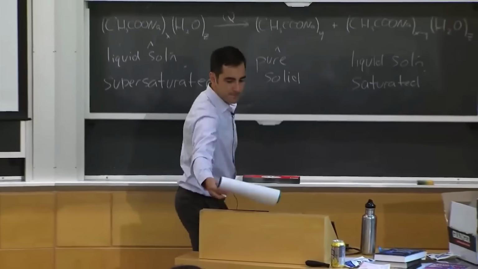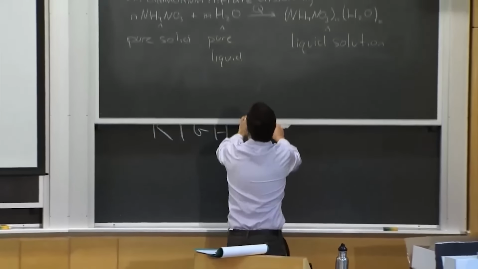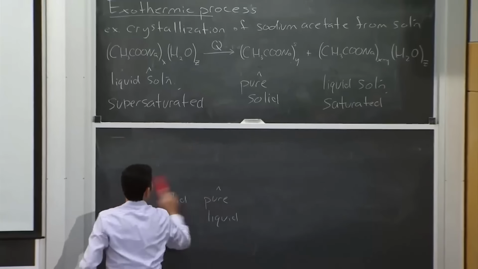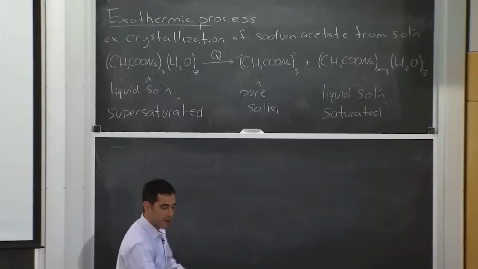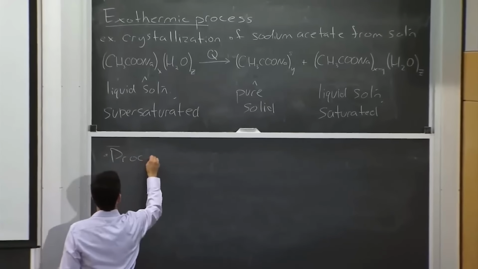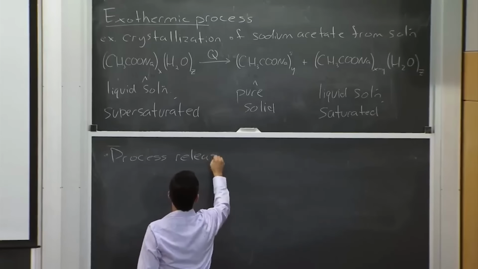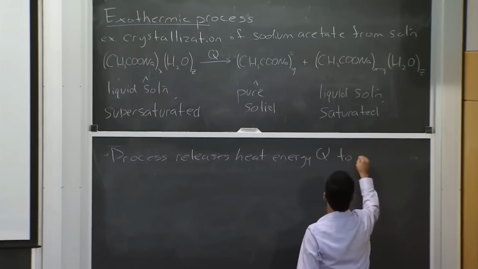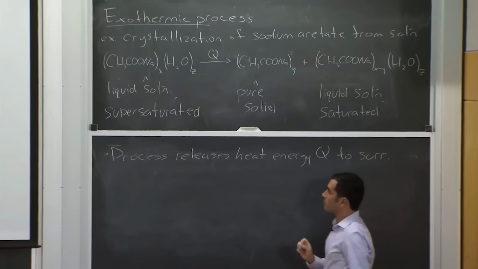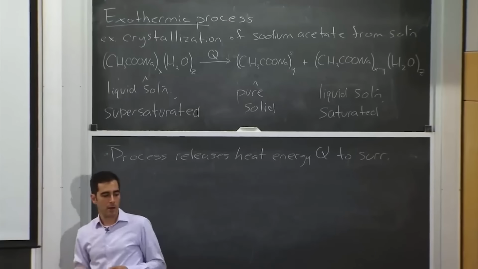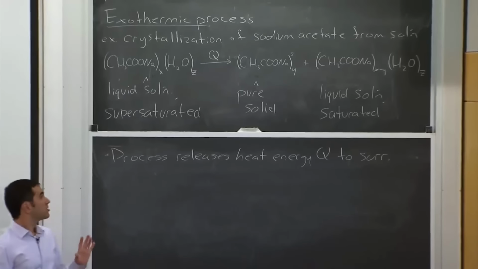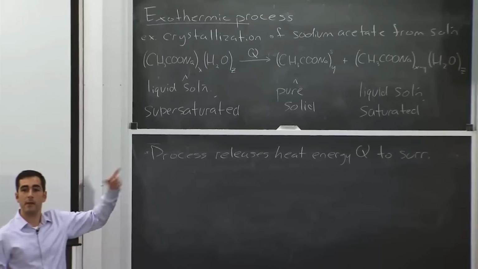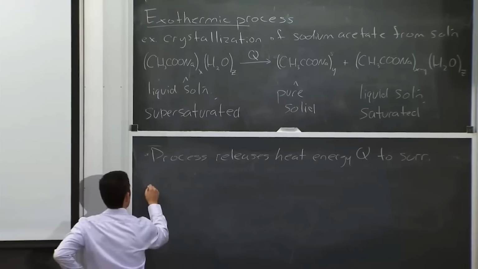Okay, so I told you this was exothermic, so I'm not going to ask you what's the sign of Q. This process releases heat energy Q to the surroundings. So would you say the energy of this system increases or decreases as it goes from left to right? Decreases. Exothermic. It lost energy.